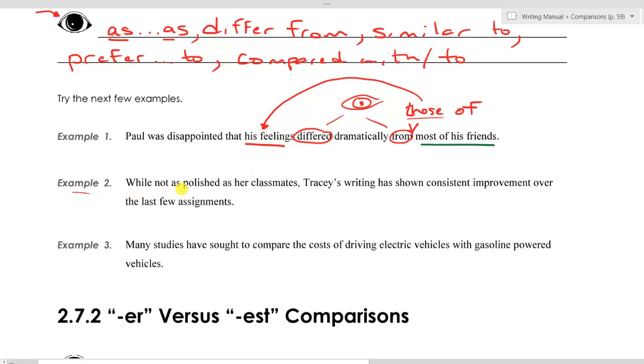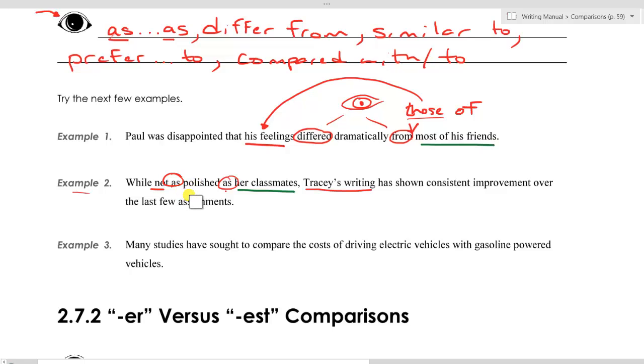Example 2, while not as polished as her classmates, Tracy's writing has shown consistent improvement over the last few assignments. So here's our comparison tip-off clue. We have as. So we need to ask ourselves what in this sentence is not as polished as what. And it's moved around a little bit, but we see Tracy's writing not as polished as her classmates. So what we are doing here is comparing the polishedness of Tracy's writing to the polishedness of her classmates. I know polishedness is not a word. Just bear with me here. You get the point that I'm trying to make, I think, hopefully.